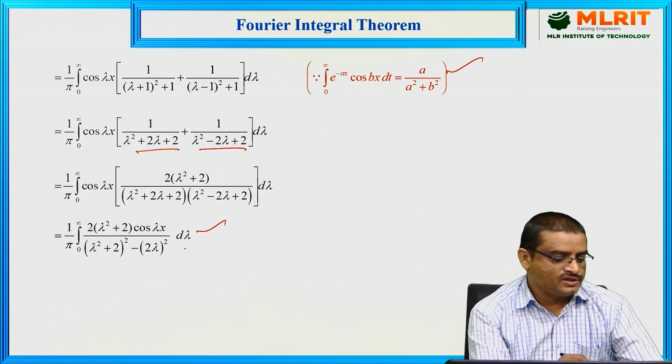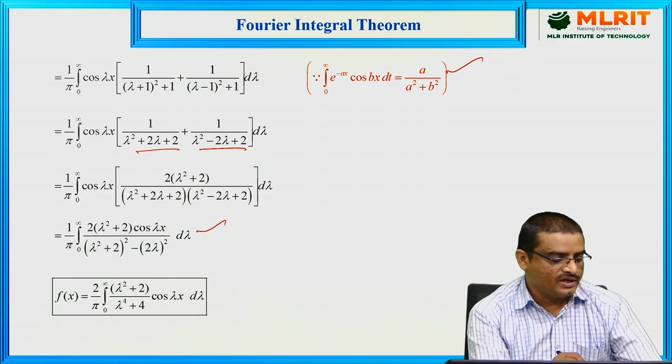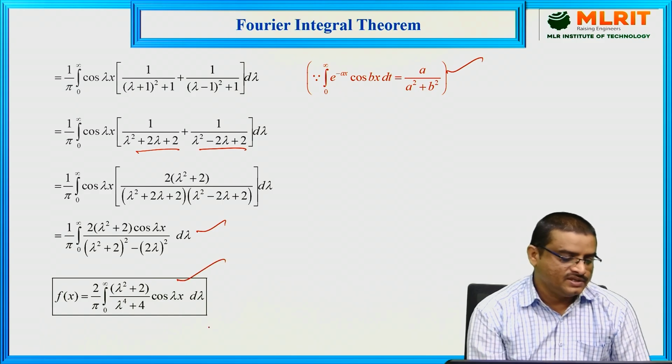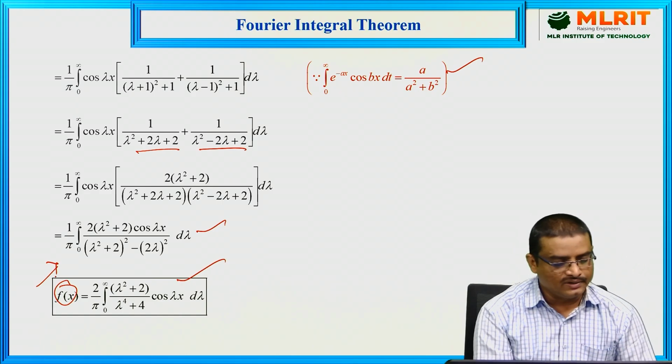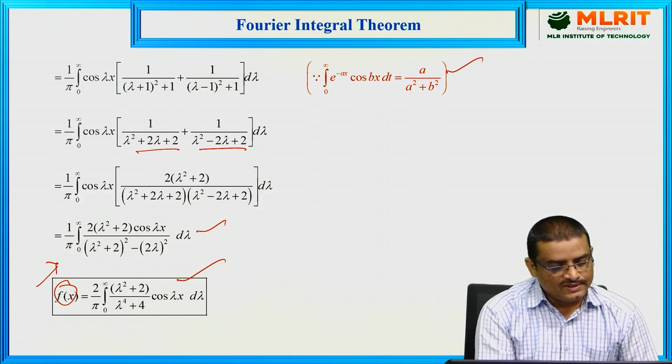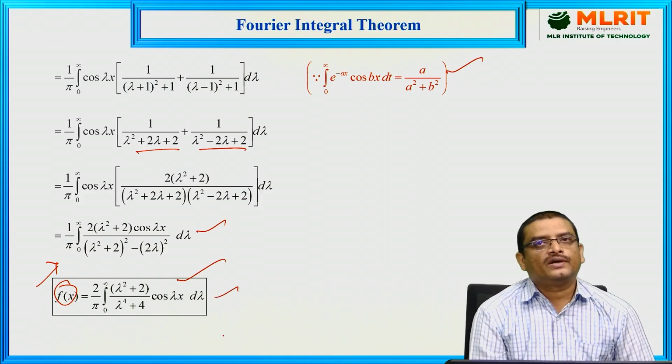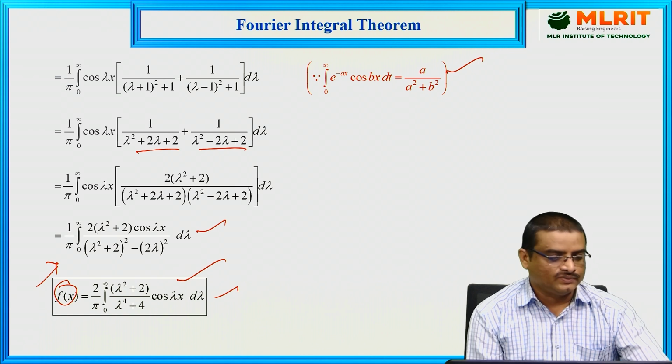Take the constant terms outside that integration. Finally this is our required result. In place of f of x, replace that f of x value here. So this is the way we can apply this Fourier cosine integral formula.